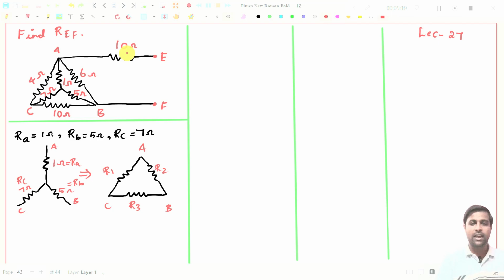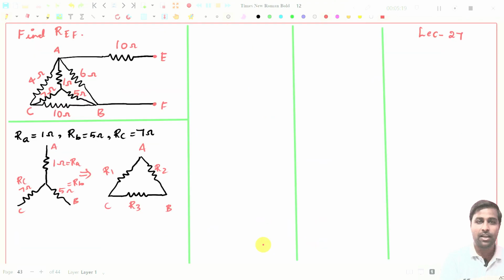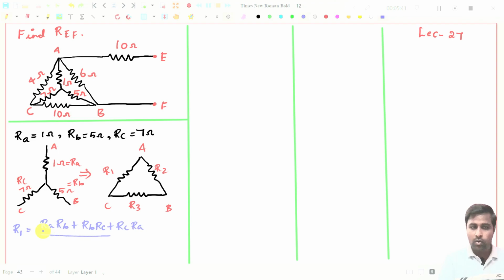So what is the formula now? To find R1, what is R1? R1 is equal to RARB plus RBRC plus RCRA, divided by RB, right? So we will write here, to find R1, what is R1? That is nothing but RARB plus RBRC plus RCRA, whole divided by RB. So that is our formula, right?